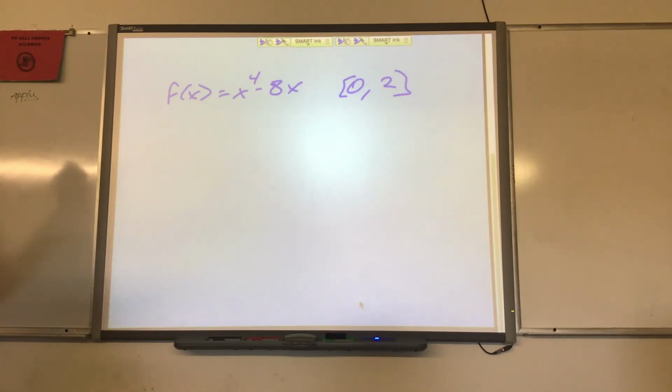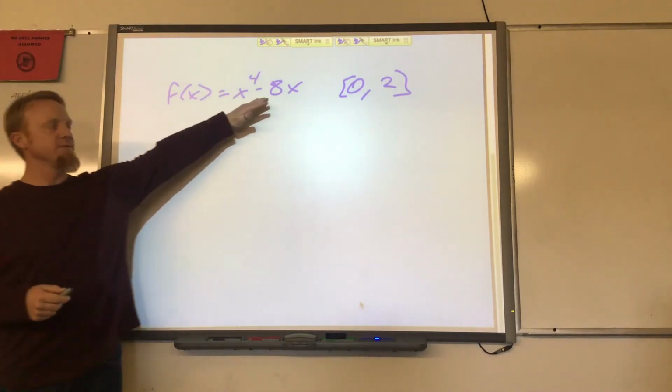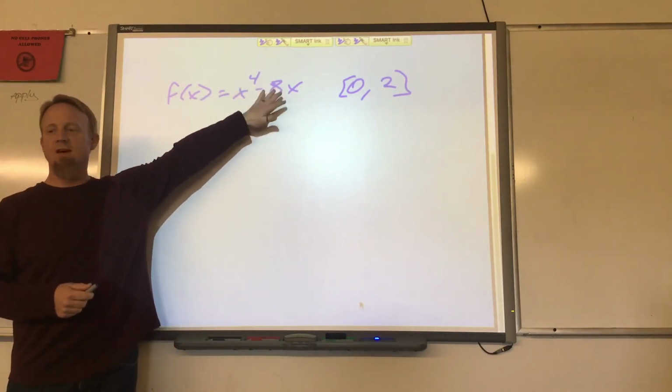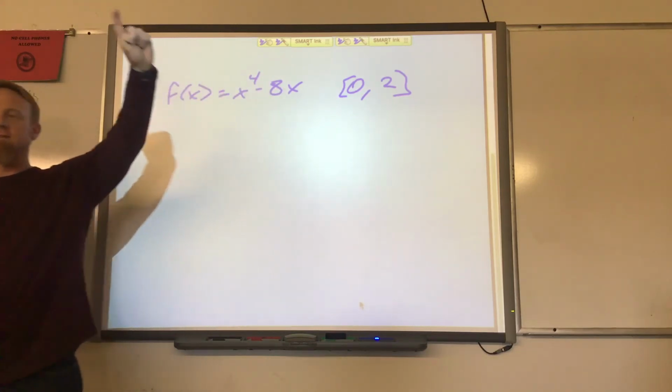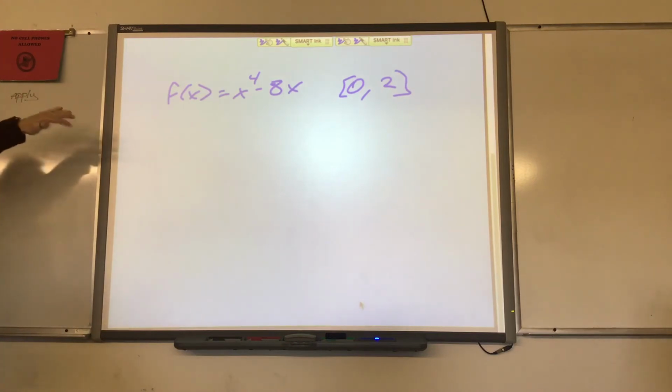What's the first thing I need to think about? Is it continuous? Continuity. Are there any continuity issues with x to the 4th minus 8x? No, because it doesn't have a fraction. No fraction, no radicals, no piecewise. Okay, so we are continuous, so we're good to go.